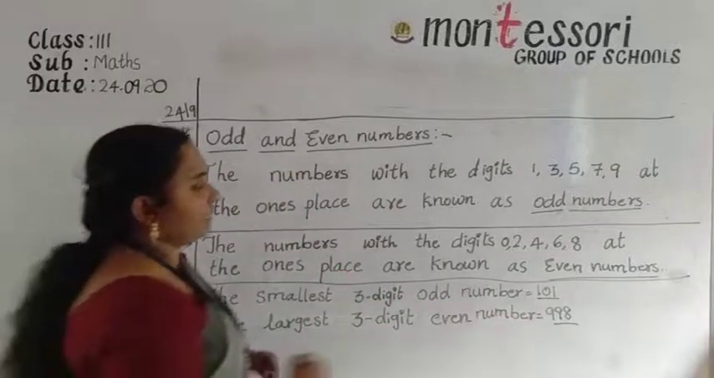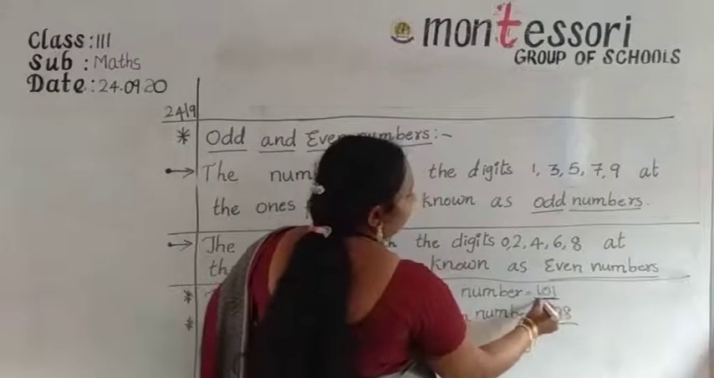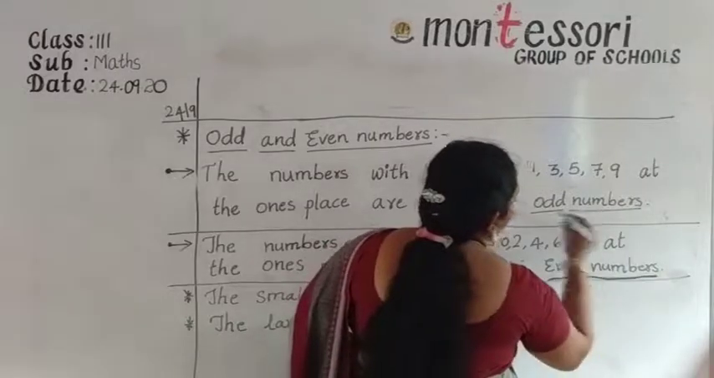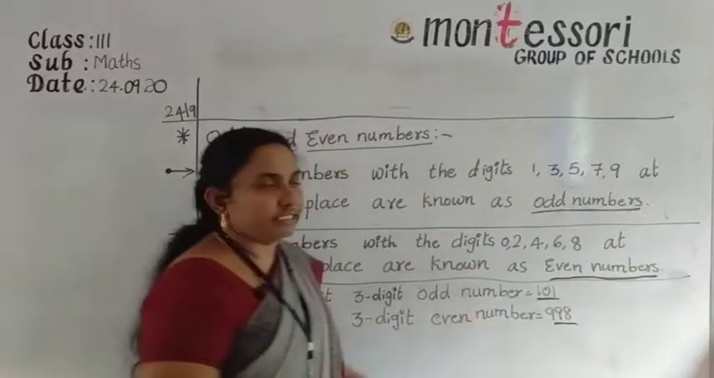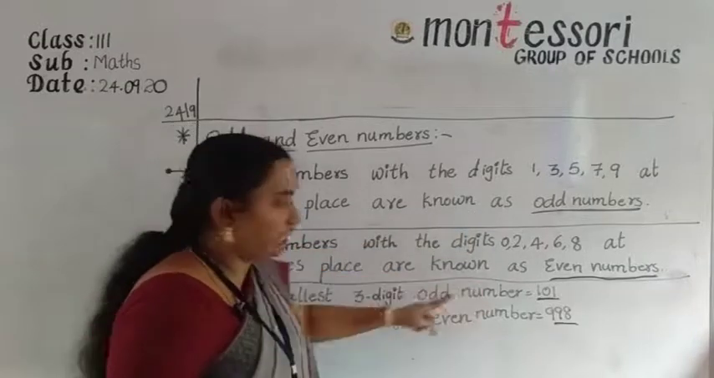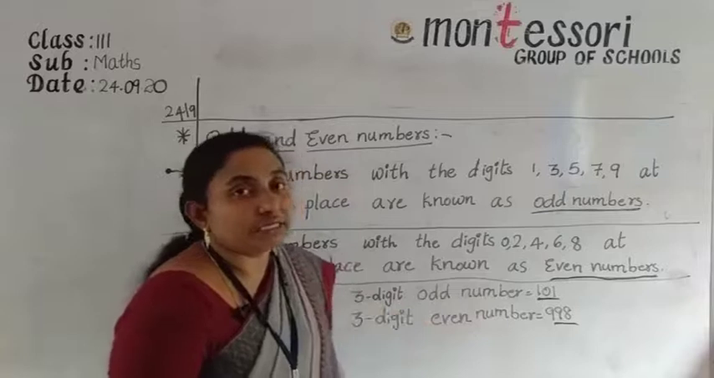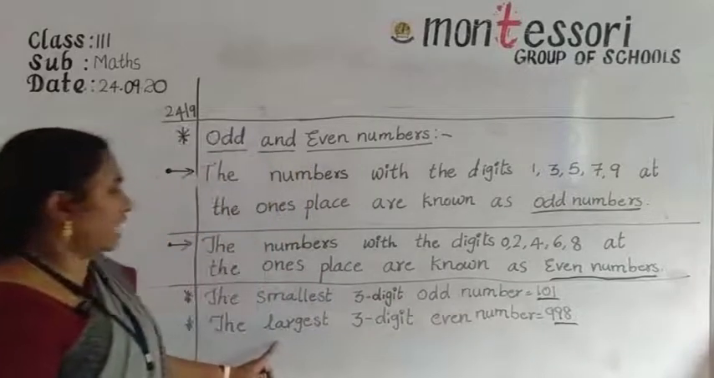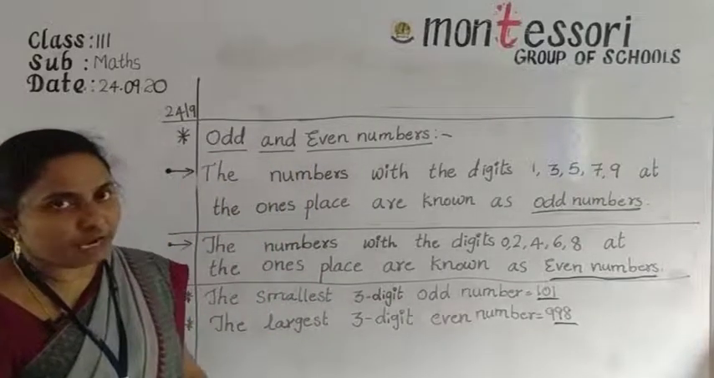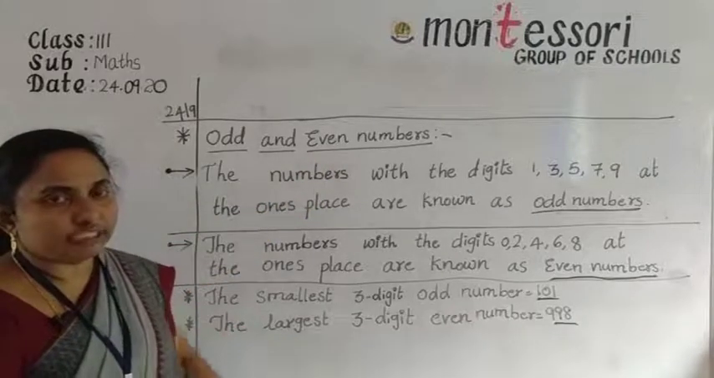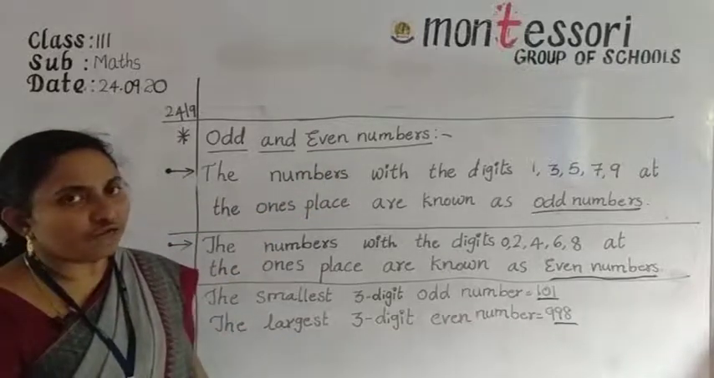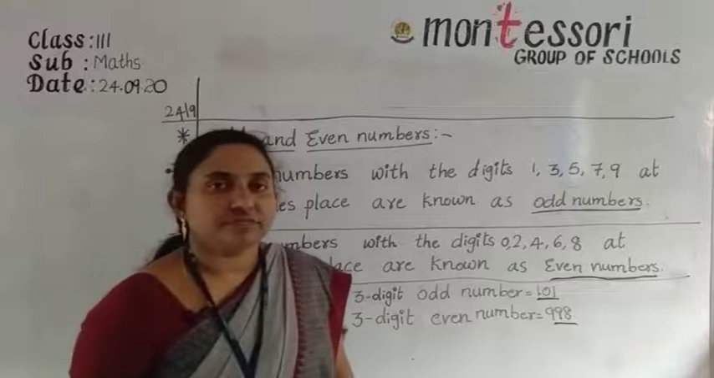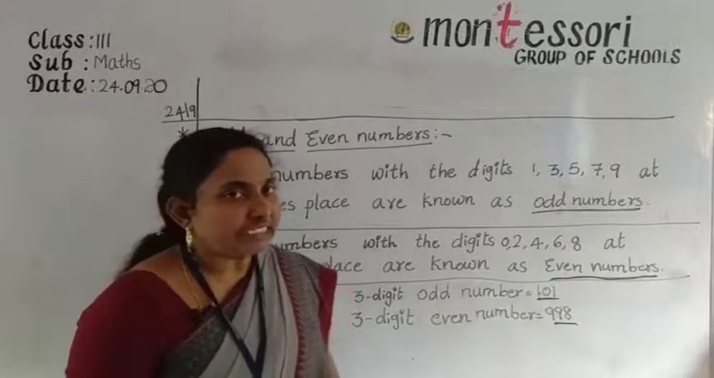Now I underline these numbers. You also underline with a pencil. These are the main points. This is the odd numbers definition and this is the even numbers definition. And 101 is the smallest 3-digit odd number and 998 is the largest 3-digit even number. Note down these points in your classwork with neat handwriting.